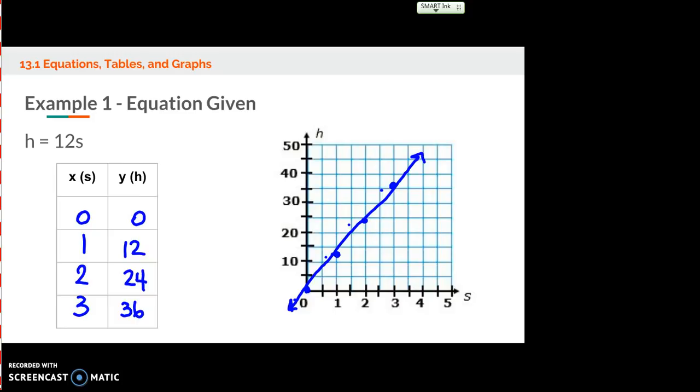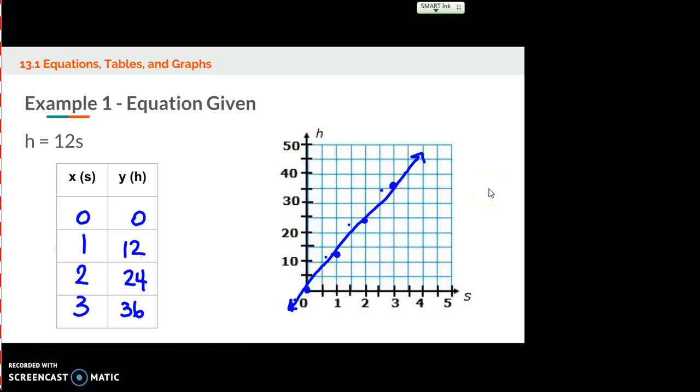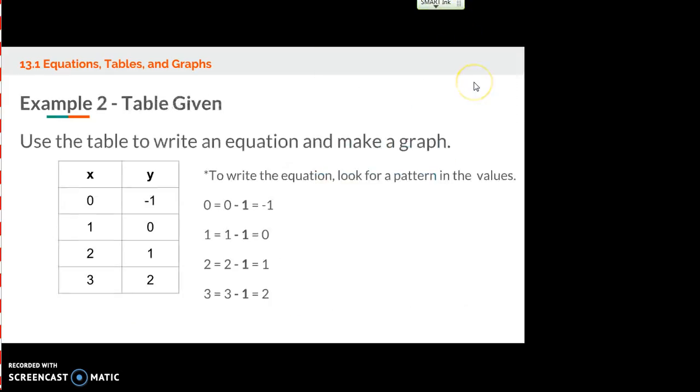Okay, so there's our example. We give them the equation, we create the table, we make the graph, connect the dots there, and there we go. We got equations, tables, and graphs. Again, make sure you're pausing so that you get all this information down. All right, let's go to the next one.